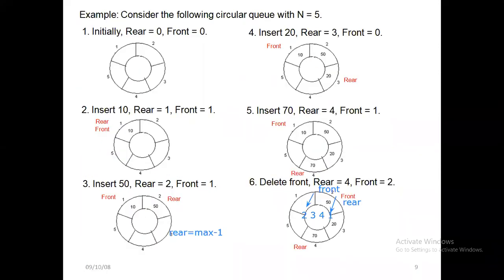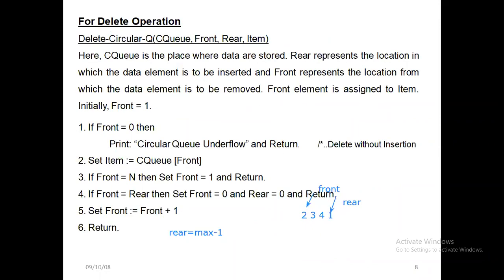For example, rear is equal to 0. Rear is equal to 1 here. So at the point of CQ of rear 1, I will be inserting 10. CQ of 2, I will be inserting 50. Okay, that's it. I think you have understood.